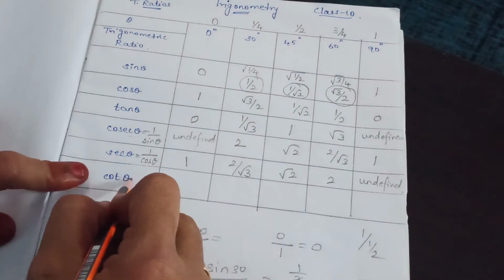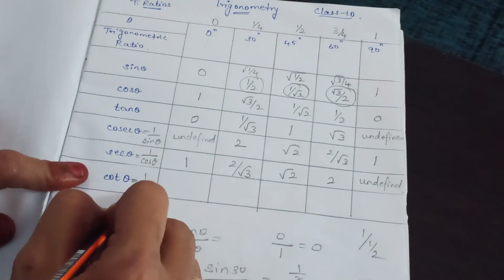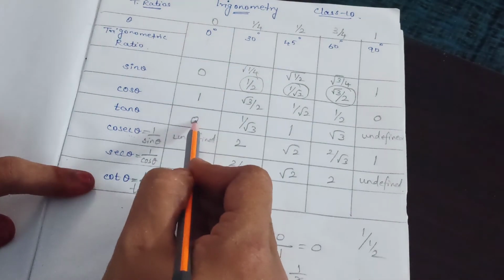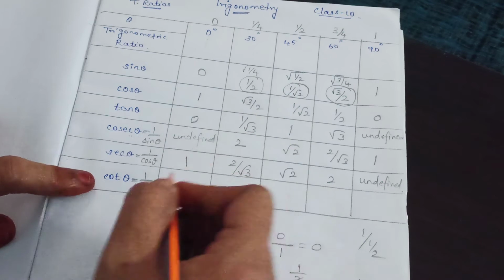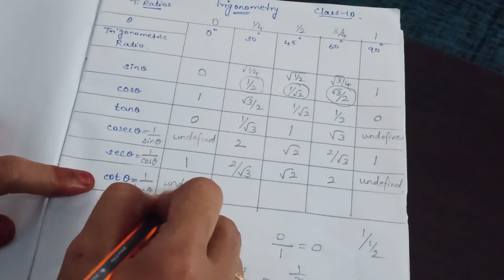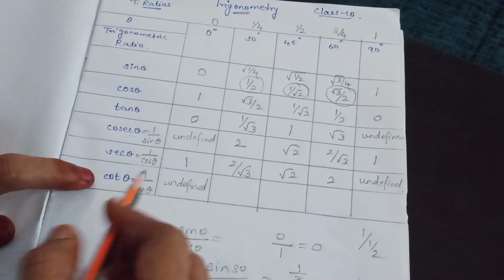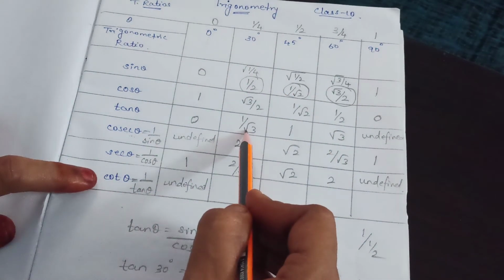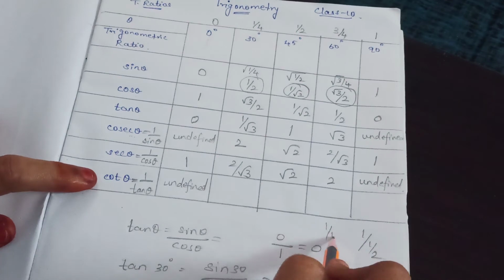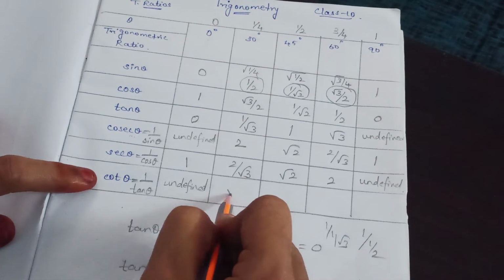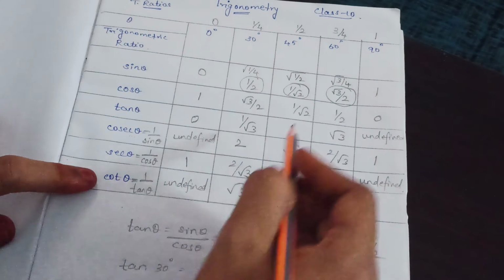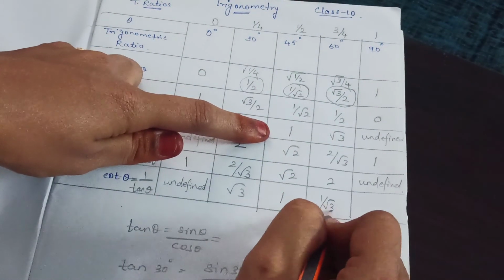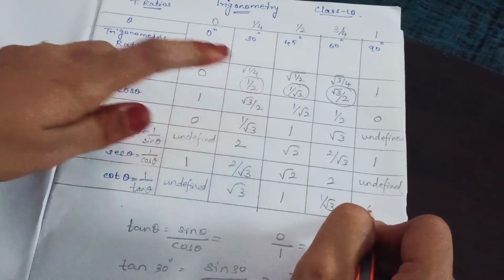Next, cot theta equals 1 by tan theta. So cot 0 equals 1 by tan 0, that is 1 by 0. So 1 by 0 is undefined. Next, cot 30 equals 1 by tan 30, that is 1 by 1 by root 3, so it will become root 3. In the same way, the other values become 1, then 1 by root 3, then this value will become 0.